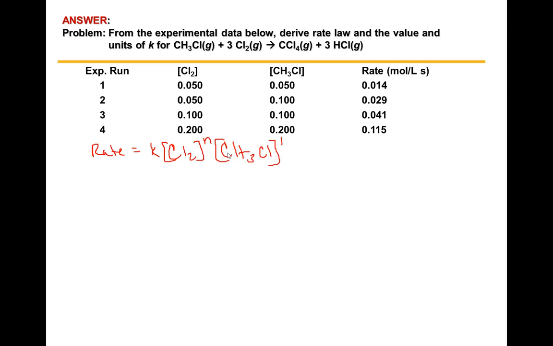Now let's try to find the N. We want to get one where CH3Cl cancels out and there's a change in Cl2. So we're going to do rate 3 over rate 2. If you flip-flop these, the answer should still come out to be the same. It's not going to hurt anything. Just make sure you're consistent.